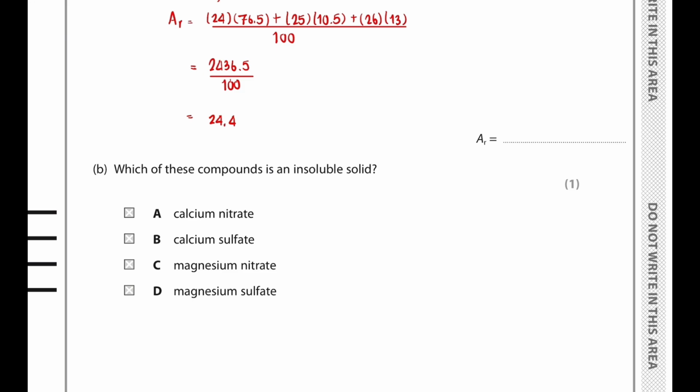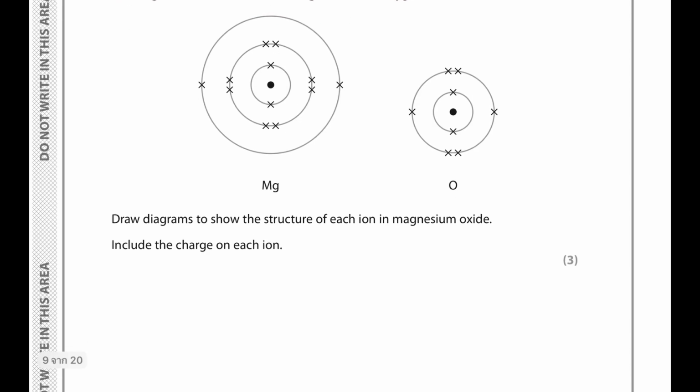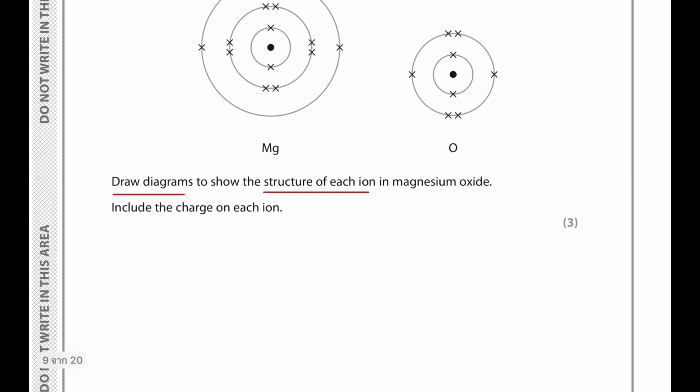Question B. Which of these compounds is an insoluble solid? So the answer is calcium sulfate. Question C. Magnesium oxide is an ionic compound. The diagram shows the atoms of magnesium and oxygen. Draw diagrams to show the structure of each ion in magnesium oxide. Include the charge on each ion.